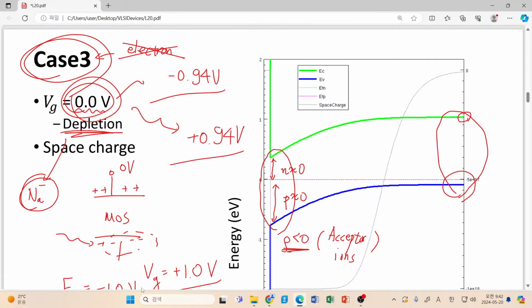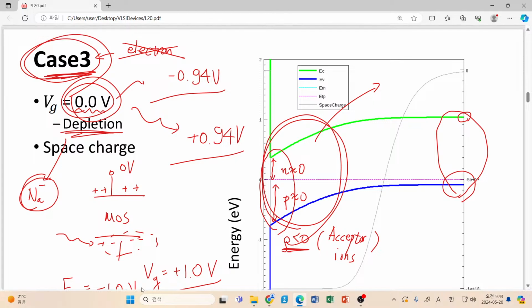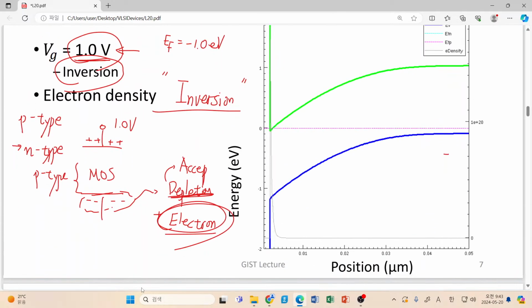In this case, in case 3, we intentionally applied a certain gate voltage to eliminate all holes, and our surface region shown here is now unable to conduct current. So its conductivity is quite low. In other words, its resistivity goes very high. However, the existence of this insulator-like behavior provides us a very important implication.